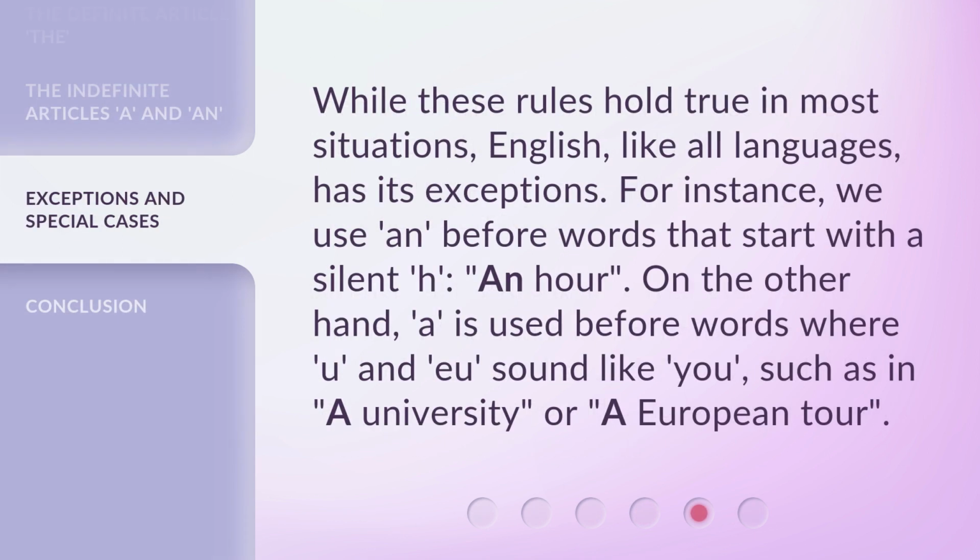While these rules hold true in most situations, English, like all languages, has its exceptions. For instance, we use "an" before words that start with a silent h, "an hour." On the other hand, "a" is used before words where u and eu sound like "yoo," such as in "a university" or "a European tour."